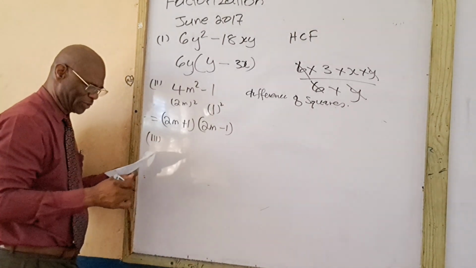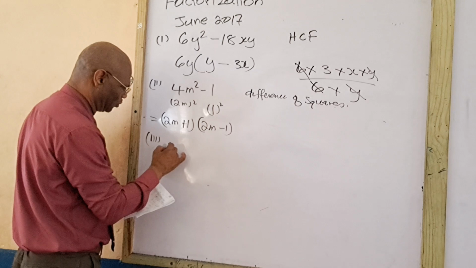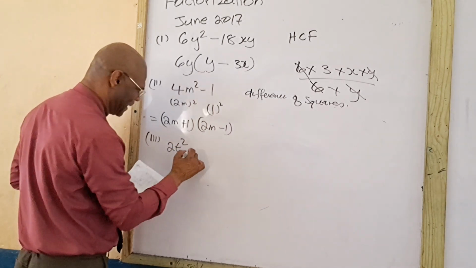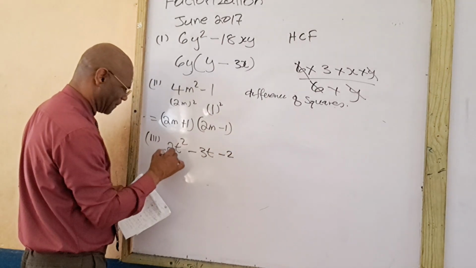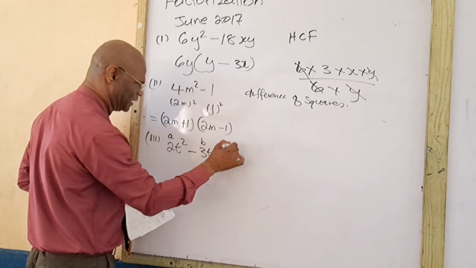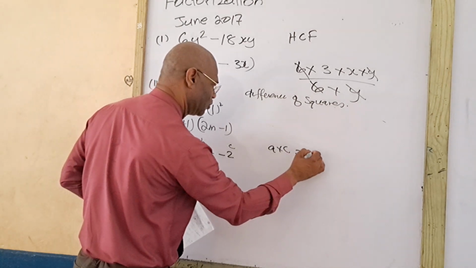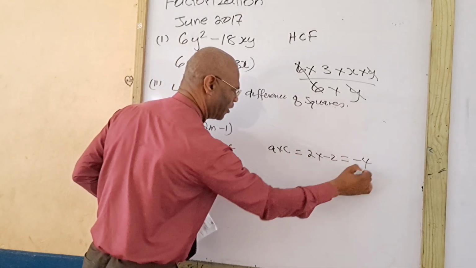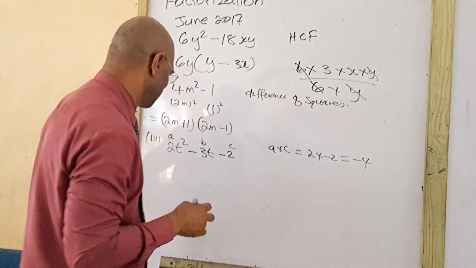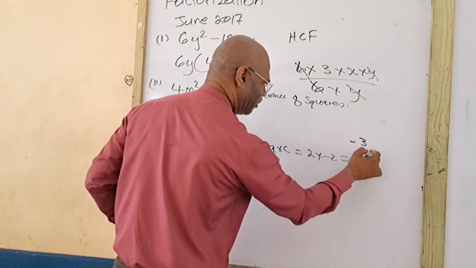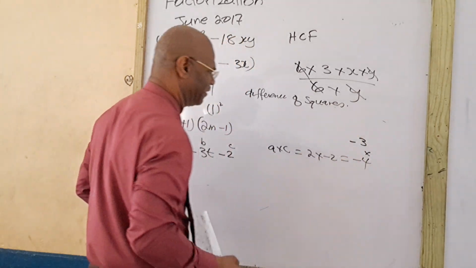right? Notice that the June 2017 paper has 3 factorization questions, one right after the other. So 2t squared minus 3t minus 2. Good? So this is A, B, C. So A times C is equal to 2 times negative 2, which is equal to negative 4. So we now need to find two numbers such that when we multiply them we get negative 4 and we add them to get negative 3.